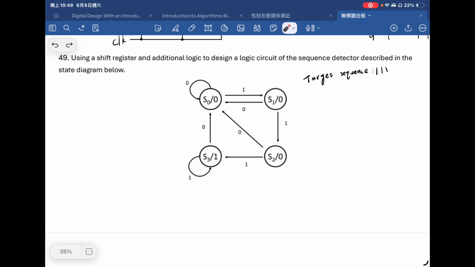As you can see, the output is written in each state, so this is a Moore machine. In a Moore machine, the output depends only on the current state, not directly on the input. And next, I will explain the meaning of each state.